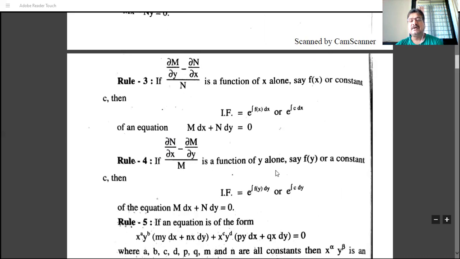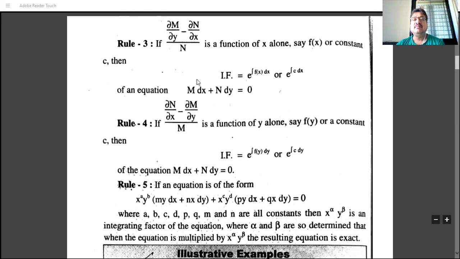Divide by m is a function of y alone, that is f(y). What is m? M is the coefficient of dx, and divided by m, then function of y alone. Divided by n, then function of x alone. So ∂n/∂x minus ∂m/∂y divided by m is a function of y alone, say f(y), or is a constant quantity.